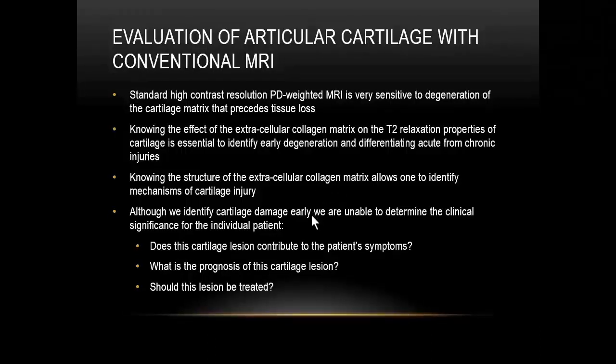Although we can pick up these lesions, diagnosis and detection of collagen problems is not the issue. I could diagnose collagen problems with a calendar. If you're 60 years old, yes, you've got early cartilage degeneration. That's not the issue. The problem is that we want to put that in context. We want to be able to say: is this cartilage lesion contributing to the patient's symptoms? What is the prognosis of this cartilage lesion? And should it be treated? The role of imaging in preoperative evaluation of the hip is one where it clearly does add value.